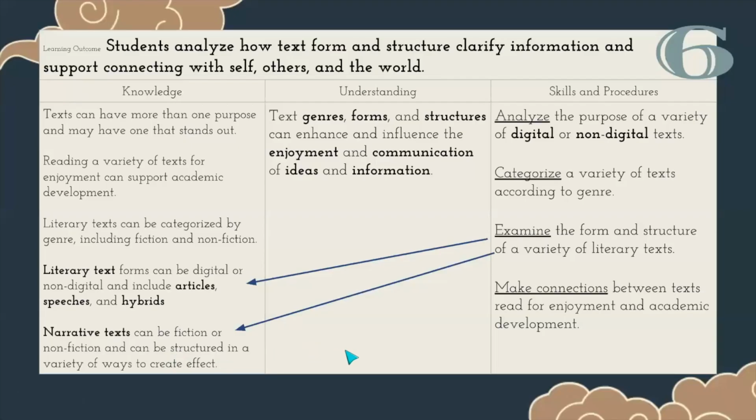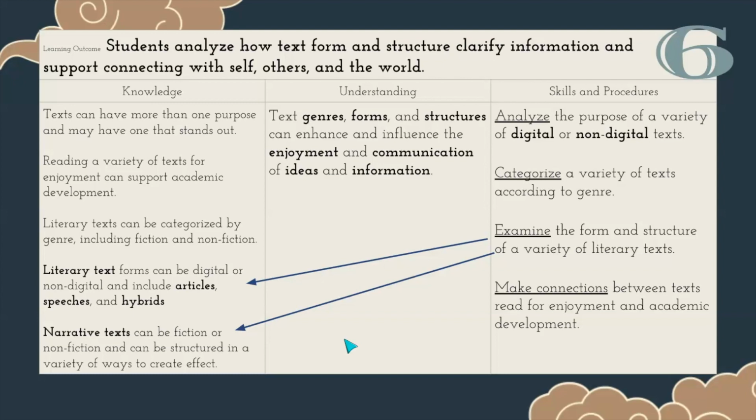In grade 6, again, we're looking at these verbs to help us understand what is the extent of what they have to do. And can you observe it? Is it something that can be done in a conversation? Does it require a product of some kind? In grade 6, we're looking at articles, speeches, and hybrids.